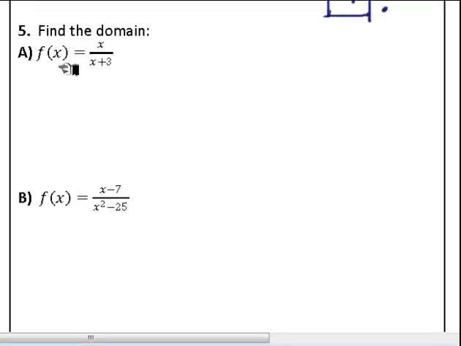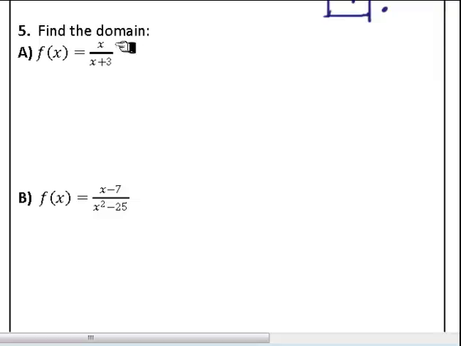Okay, number 5 asks to find the domain of, we have 3 functions here, a, b, and c. Okay, starting with a, we have f of x is equal to x over x plus 3. Now let's remember what the domain is. The domain we can think of as all possible x values. Okay, all possible x values that can be substituted in, and that will yield a corresponding y value.